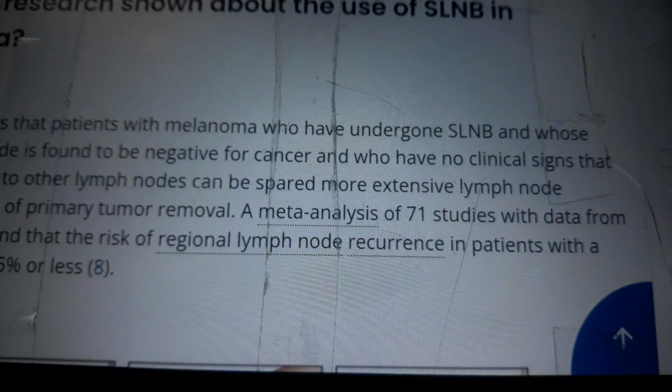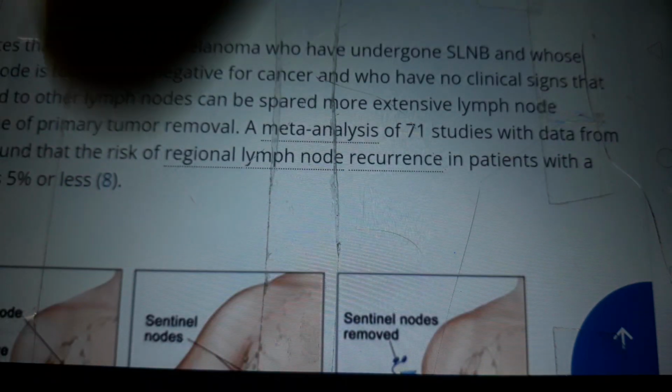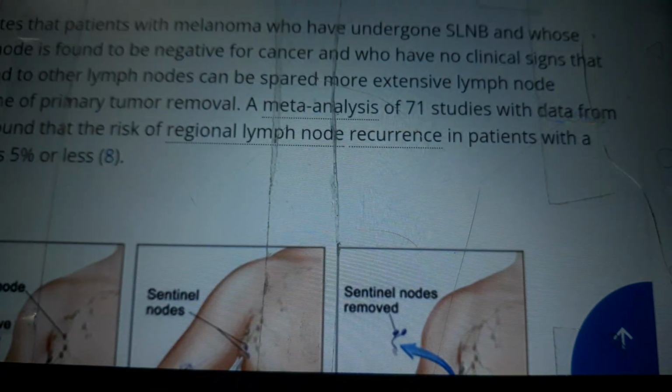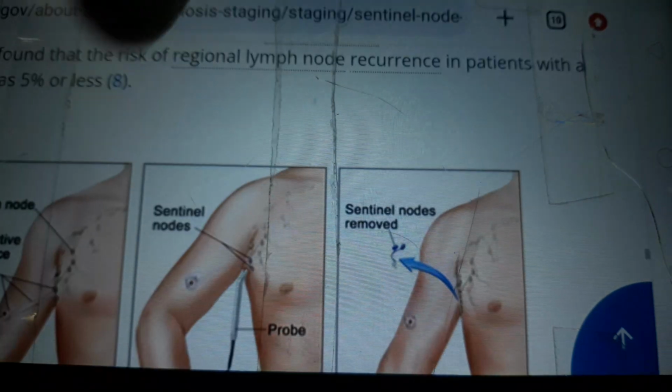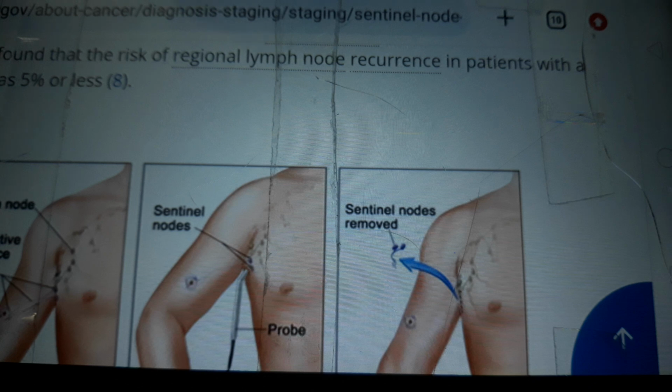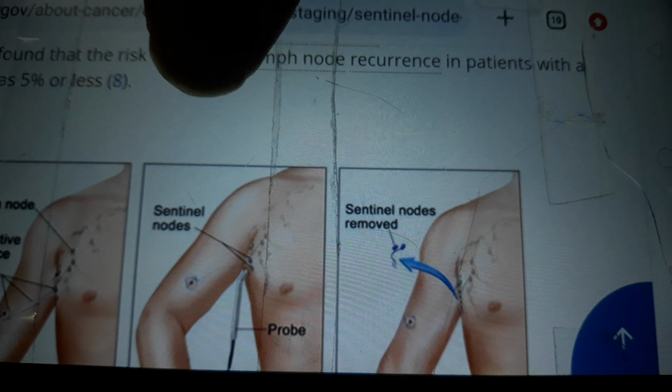So what has research shown about the use of SLNB in melanoma? It indicates that patients with melanoma who have undergone SLNB and whose sentinel lymph node is found to be negative for cancer and who have no clinical signs that cancer has spread to other lymph nodes can be spared more extensive lymph node surgery at the time of primary tumor removal. A meta-analysis of 71 studies with data from 25,240 patients found that the risk of regional lymph node recurrence in patients with a negative SLNB was 5% or less.